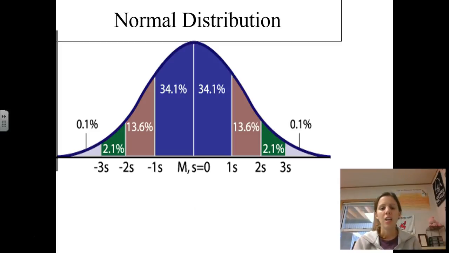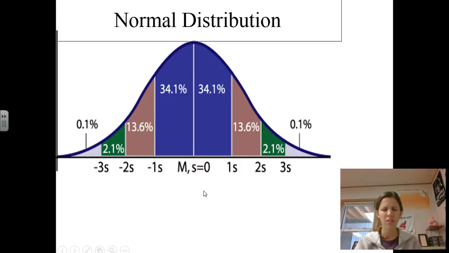So if I say, what percentage of the population falls above 2 positive z-scores above the mean, then you would say 2.1% fall above 2 z-scores above the mean. Or if I say, what's the percentage of the population that exists between -1 z-score and +1 z-score, then you would say 68% because they are in between these 2 standard deviations here.